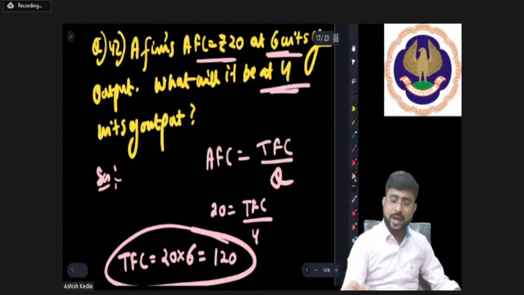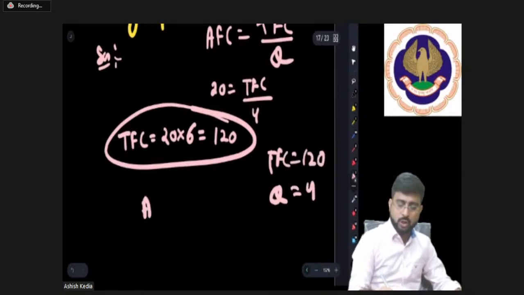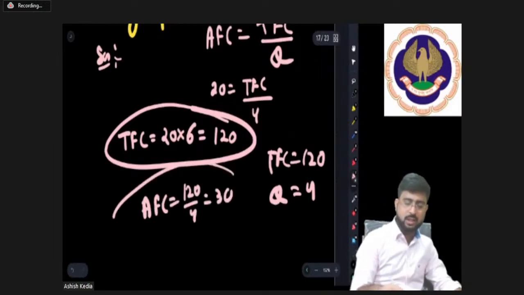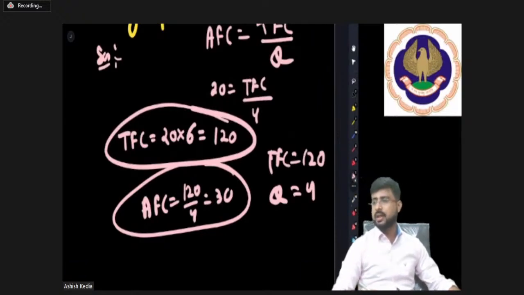Now at 4, total fixed cost remains the same, 120. Quantity is 4 units. So what will be average fixed cost? 120 by 4. Therefore 30 will be your answer.